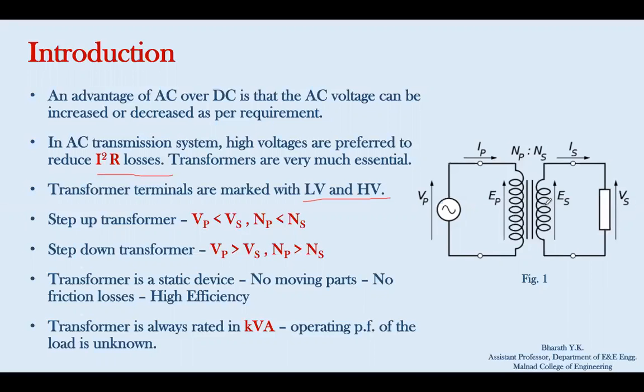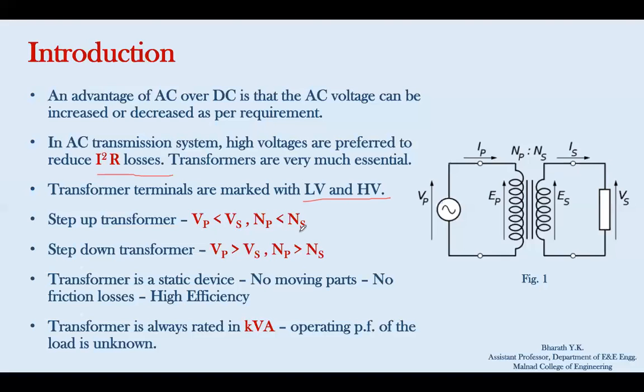When the transformer is used as a step up transformer, the LV side is connected as primary and the HV side is connected as secondary. Then the primary voltage will be less than the secondary voltage and the number of turns in the primary winding will be less compared to the number of turns in the secondary winding.